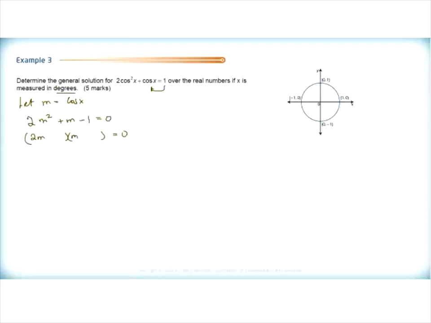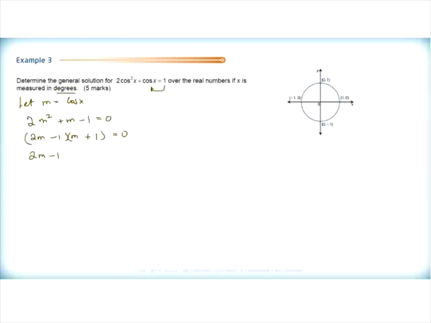2m, m. Now this time I want to get a positive 1. So I'm going to use a plus 1 here and a minus 1 there. Let's check my factoring. 2m times m is 2m squared. 2m times 1 is 2m. And a negative 1m is a positive 1m. A negative 1 times a positive 1 is a negative 1. So I know I factored correctly here.